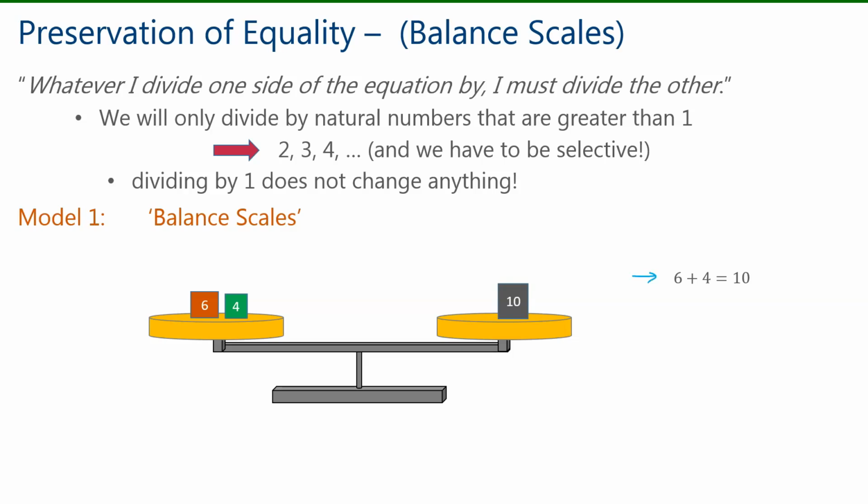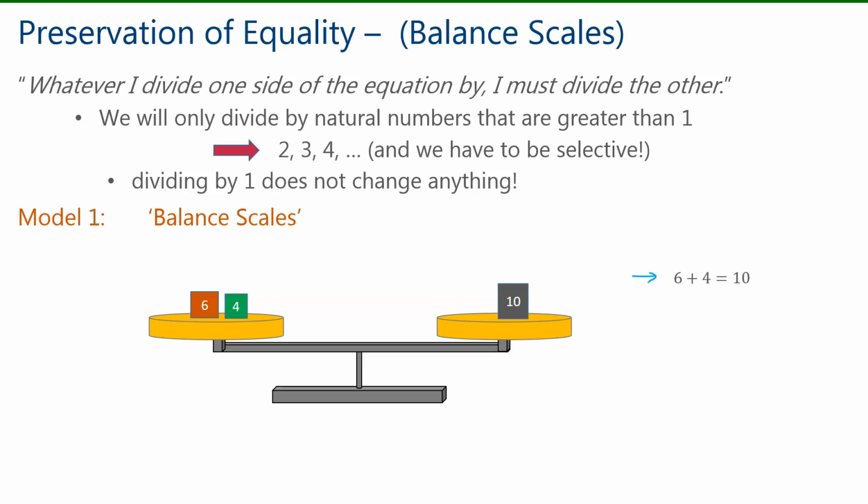If we look at the numbers 6, 4, and 10, I want you to think of it like this. Can we take half of all of these masses so that the resulting mass is a whole number? And the answer is yes. So I could essentially divide by 2.